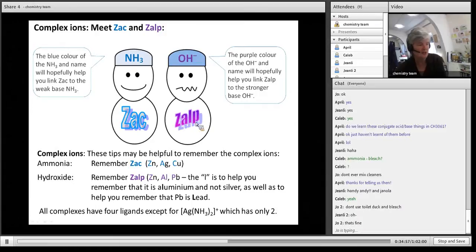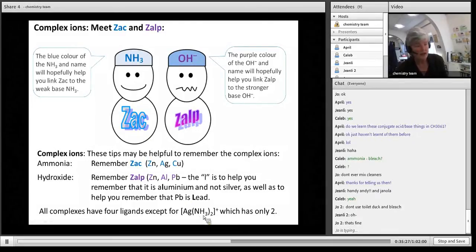That's why I put that L in. Now, another tip to help you remember the complex ions, because you have to actually give the formula for it, is all the complexes for Zach and Zelp, apart from this silver one with ammonia, form 4 ligands around it. So 4 ammonia molecules or 4 hydroxide ions. The exception is with silver, it only has 2.